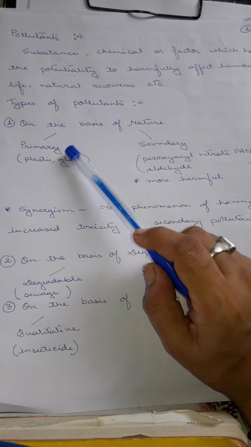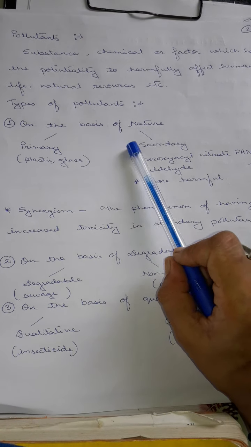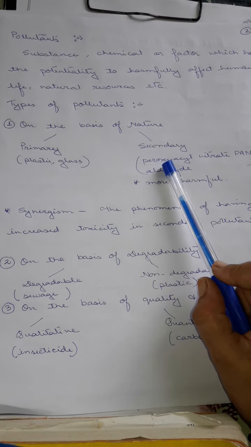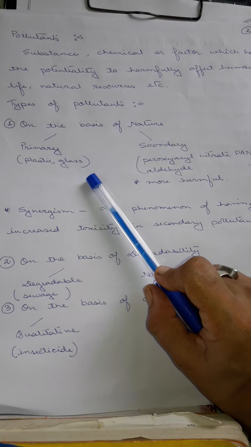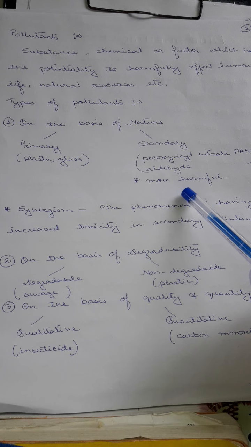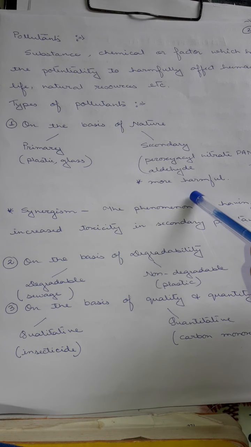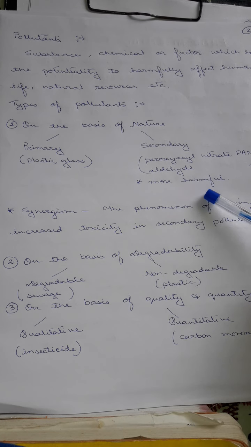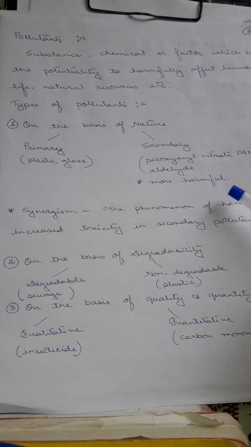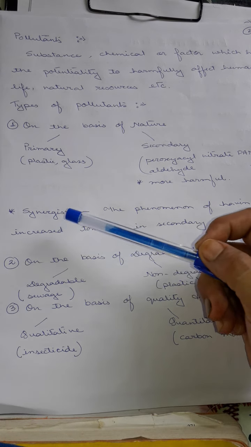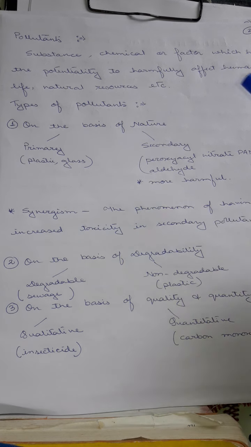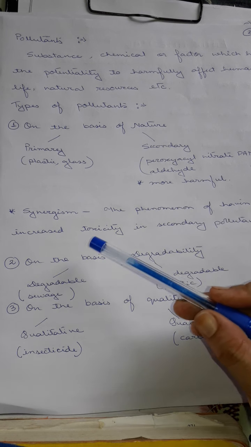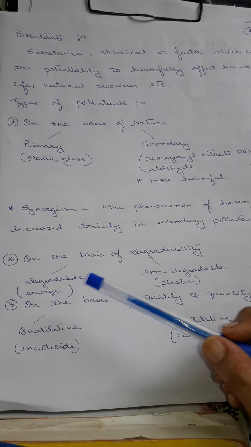So the pollutants can also be primary or secondary on the basis of their nature. Primary pollutants are like plastic, glass, and secondary pollutants are those produced due to reaction of the primary pollutants. That means the primary ones are responsible for production of the secondary pollutants, and that's why the secondary pollutants become more harmful. This harmful effect, the increased toxicity of the secondary pollutants, is known as synergism. If you get the word synergism, remember it means the phenomenon of increased toxicity in the secondary pollutants.